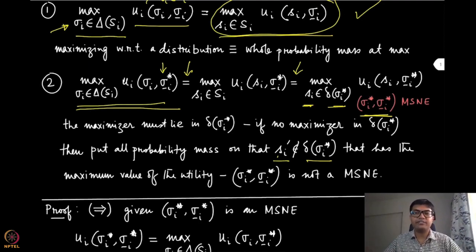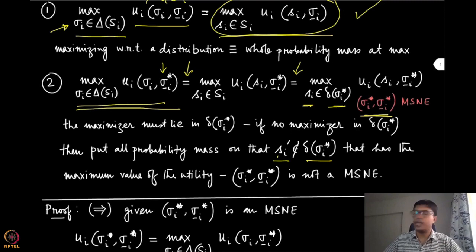But you already have some other strategy, s_i prime, where you have a strictly larger utility value. So this is a different mixed strategy. Of course, it's a pure strategy, but it is a degenerate mixed strategy where I'm putting all the probability mass on that s_i prime, and that is going to give you strictly larger expected utility than the expected utility you can get on the strategy profile sigma_i star, sigma_minus_i star. So that contradicts the fact that sigma_i star, sigma_minus_i star is a mixed strategy Nash equilibrium.